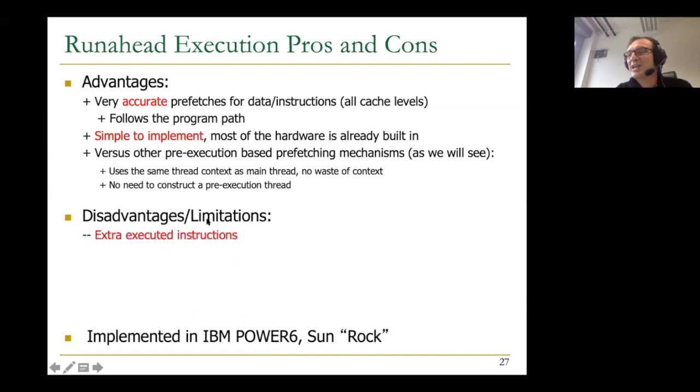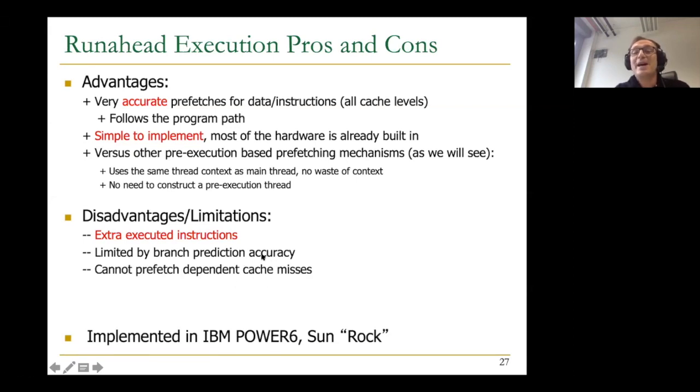You execute extra instructions, as you mentioned earlier. This leads to additional power consumption, as we will discuss briefly. You're limited by your branch prediction accuracy. As I said, you'd rather be on the correct path as opposed to the wrong path, even when the wrong path is useful. And at some point, you're limited by branch prediction accuracy.